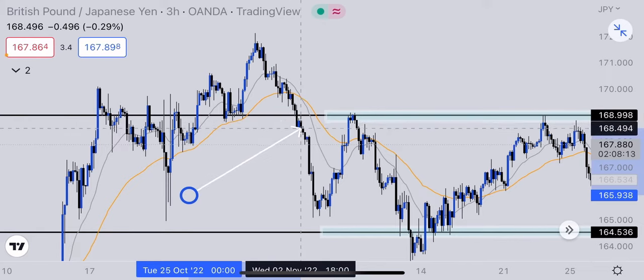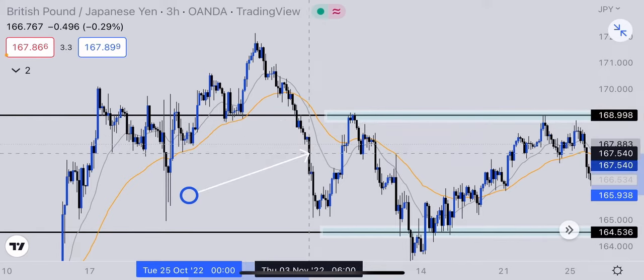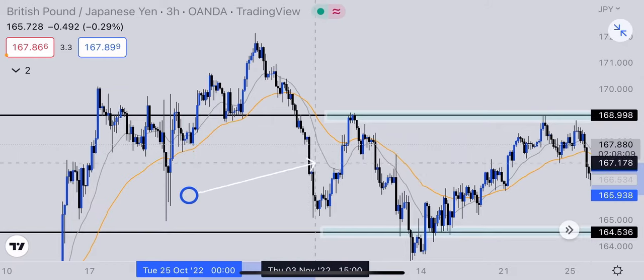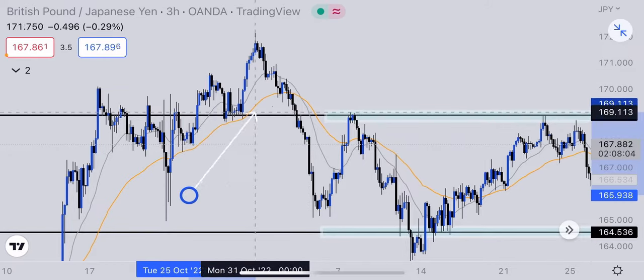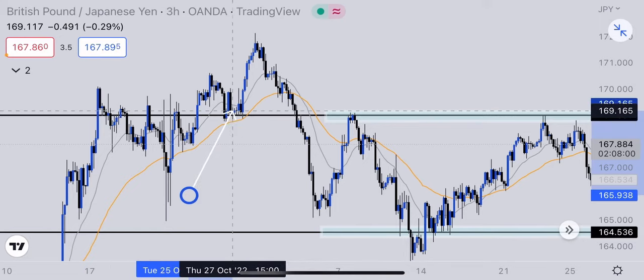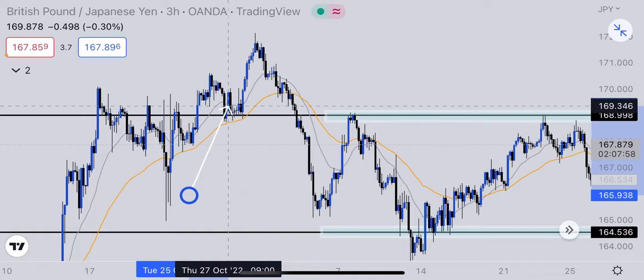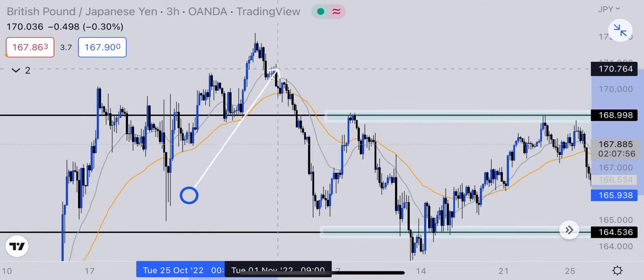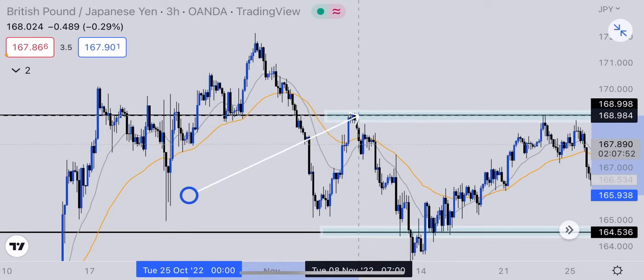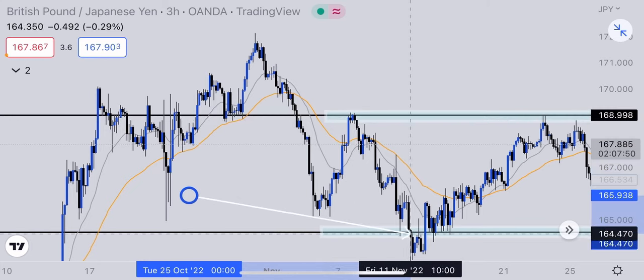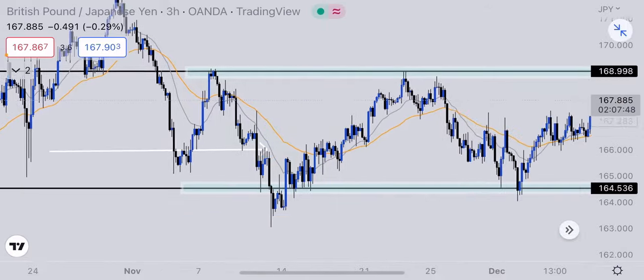So when your support zone is broken, what happens? Your support zone becomes your resistance because it retests the zone. So this right here is our support. When the market was here, this was our support. Our support went and got broken and then became our resistance. So the same with this zone right here.